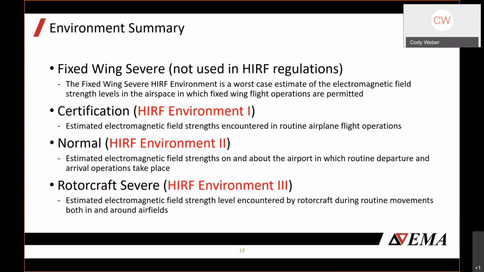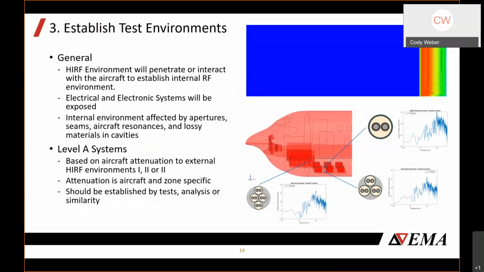This is the estimated electromagnetic field strengths encountered in routine airplane flight operations. Environment 2 is on or about the airport, in which routine departure and arrival operations take place. And then there's the rotorcraft severe environment, for aircraft that can hover or have flight paths hovering more around the airfield, which have a bit more severe environment. So these are the 3 different HIRF environments that you may have to consider for your verification purposes.